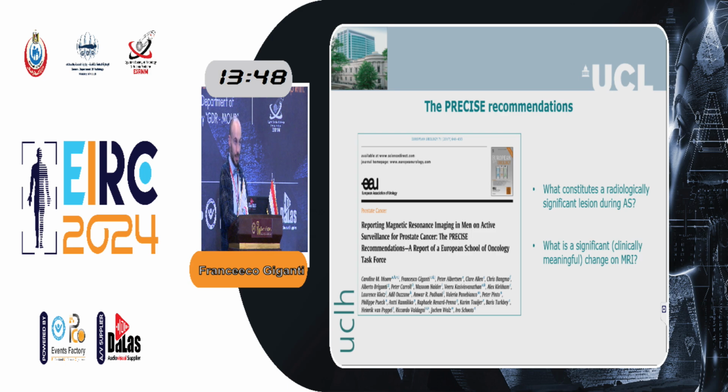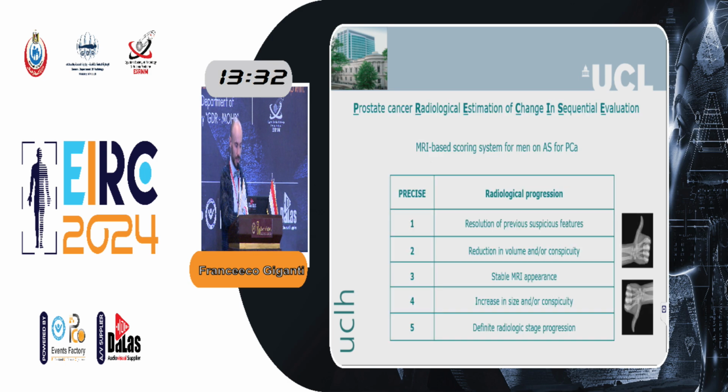But now the core of this presentation is the PRECISE recommendations. Basically, these are recommendations that were set out in 2016 for the first time, and they try to answer a question: what is a radiological significant lesion during active surveillance? PRECISE is a 1 to 5 scale that you can apply only from the second MRI onwards, because you have to compare your current MRI with the previous one. If you have a PRECISE score of 3, this means that your MRI is stable, there are no changes.